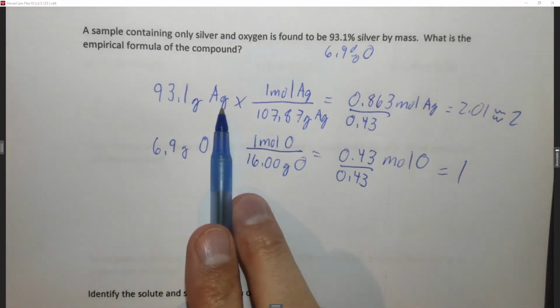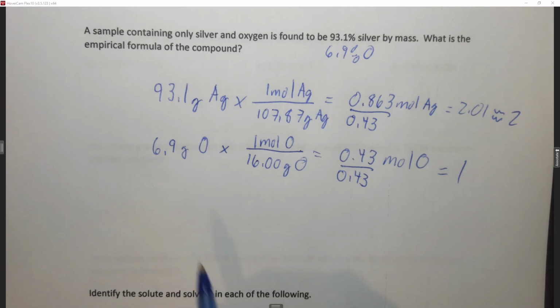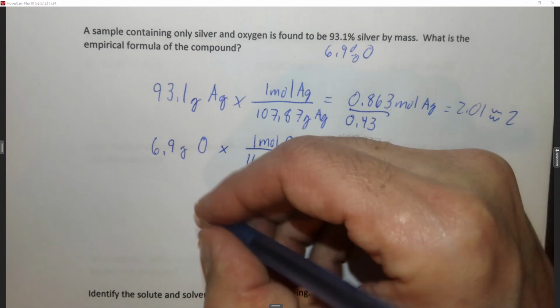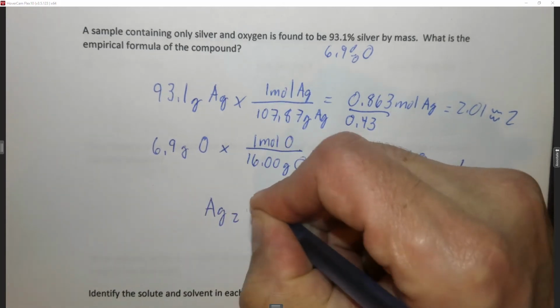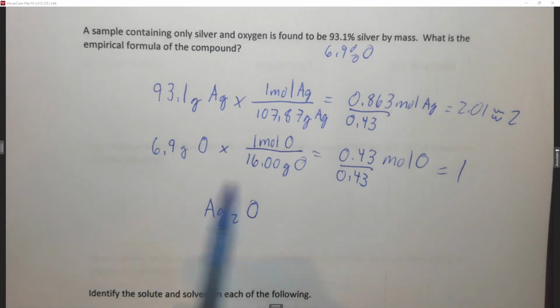This means there's 2 silvers for every 1 oxygen. If we want to write this as an empirical formula, it is Ag2O. Note that the numbers are not the answer. The formula is the answer to this question.